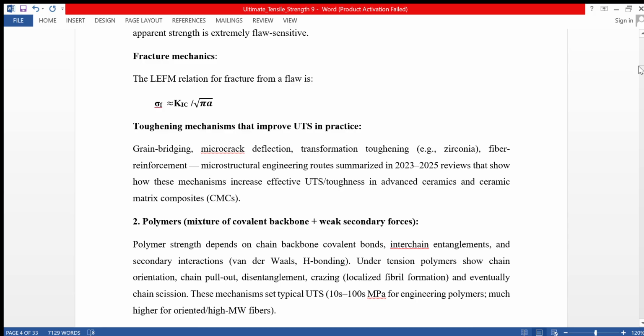Polymers. Polymer strength depends on the chain backbone, covalent bonds, interchain entanglement and secondary interactions. Under tension, polymers show chain orientation, chain pullout, disentanglement, crazing, and eventually chain scission. These mechanisms set UTS at tens to hundreds of megapascals for engineering polymers, and much higher for oriented or high molecular weight fibers.